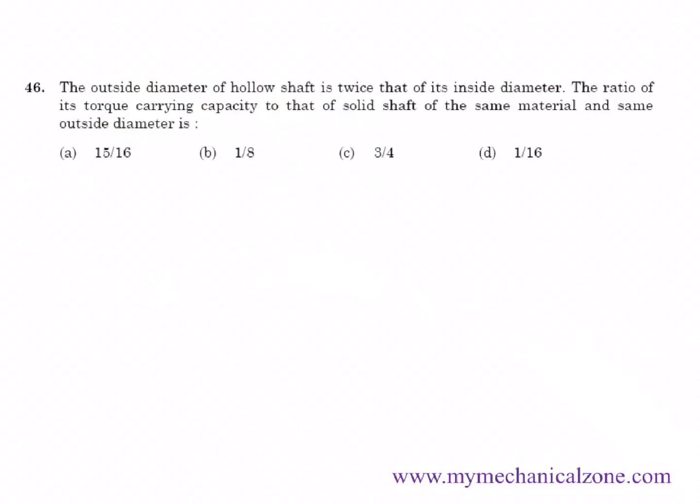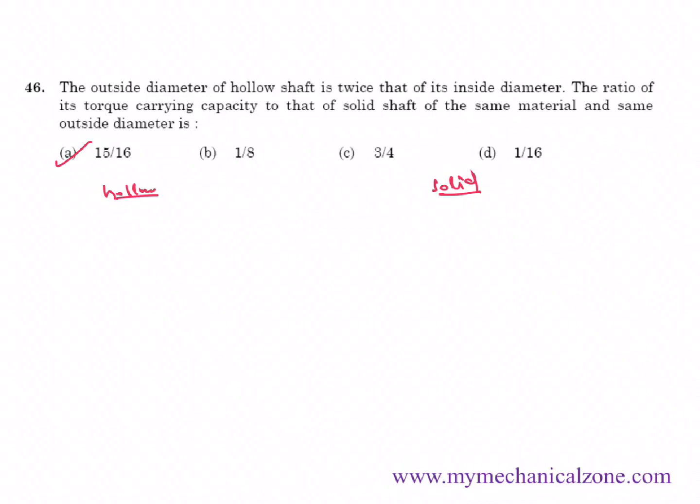The outside diameter of a hollow shaft is twice that of its inside diameter. The ratio of its torque carrying capacity to that of a solid shaft of the same metal and same outside diameter is how much? Directly also you can answer. It's 15/16. Otherwise, hollow and solid.